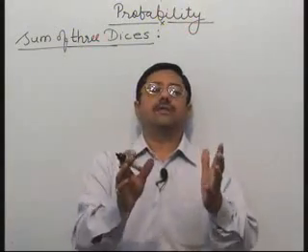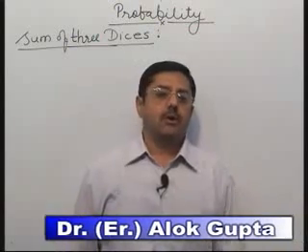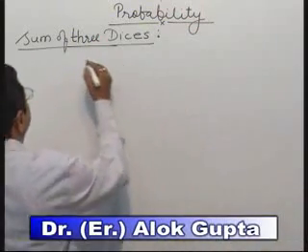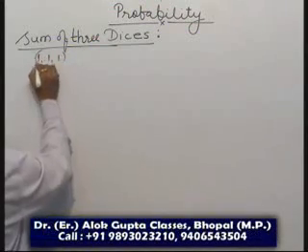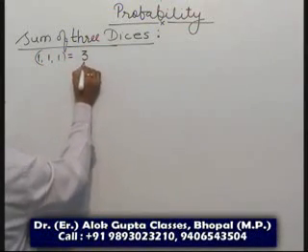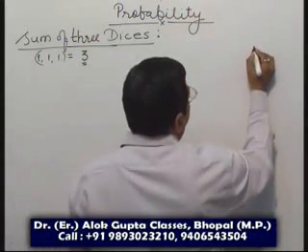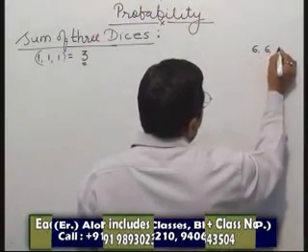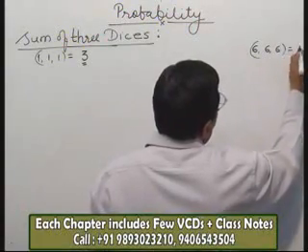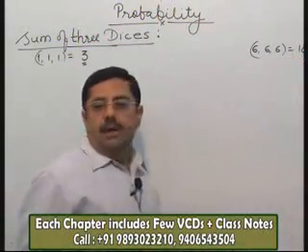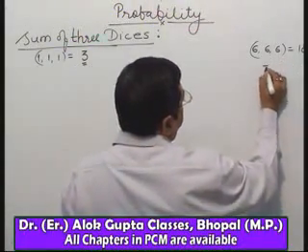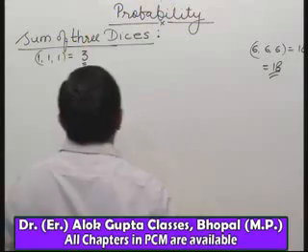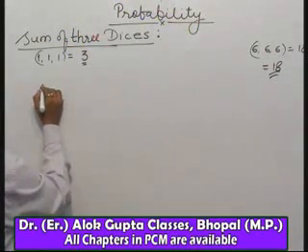Similarly, sum of 3 dice, most important. What is the minimum sum? 1, 1, 1. The minimum sum with the 3 dice will be 3 and the maximum sum, 6, 6, 6, that is 18. Minimum, maximum sum will be 18, right? Maximum. So what is the probability?